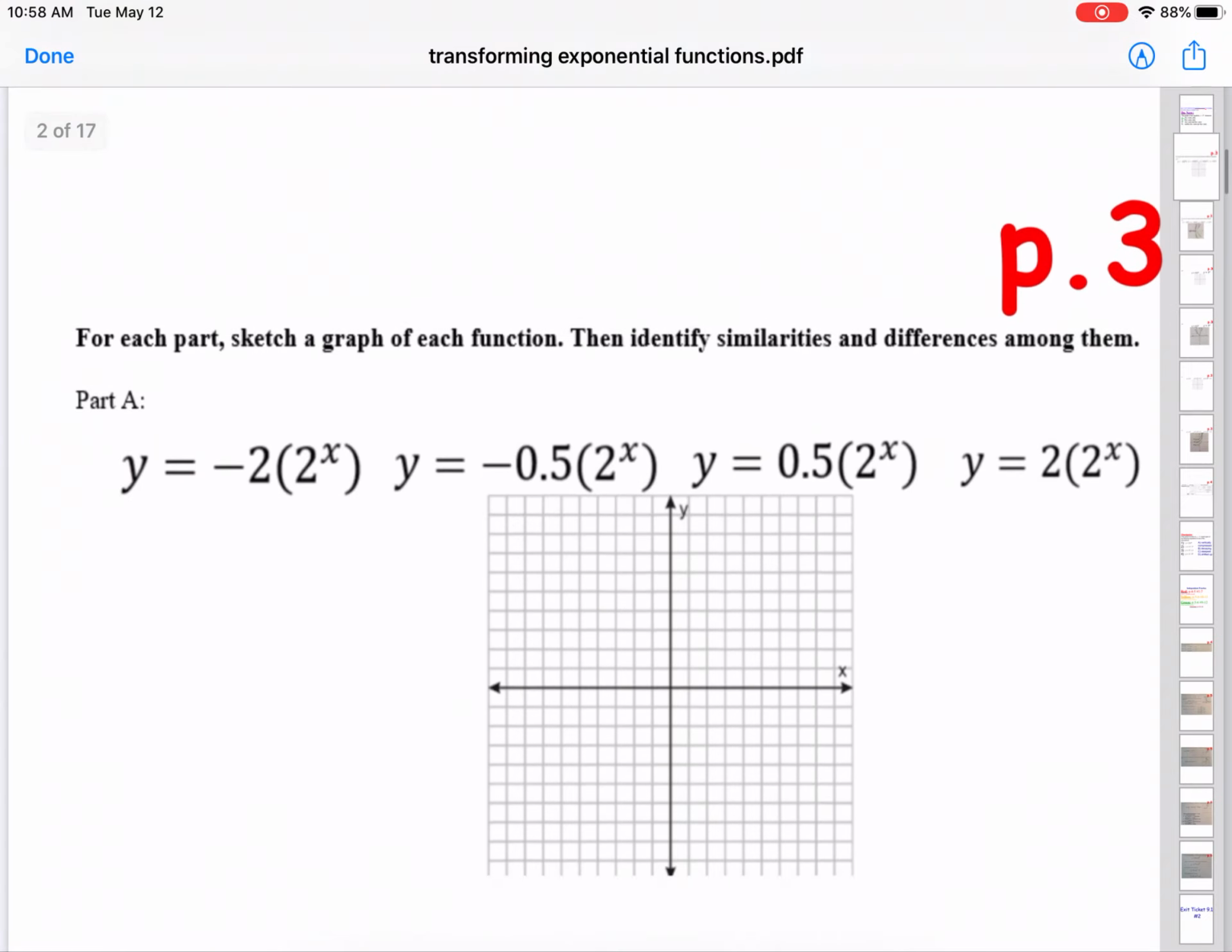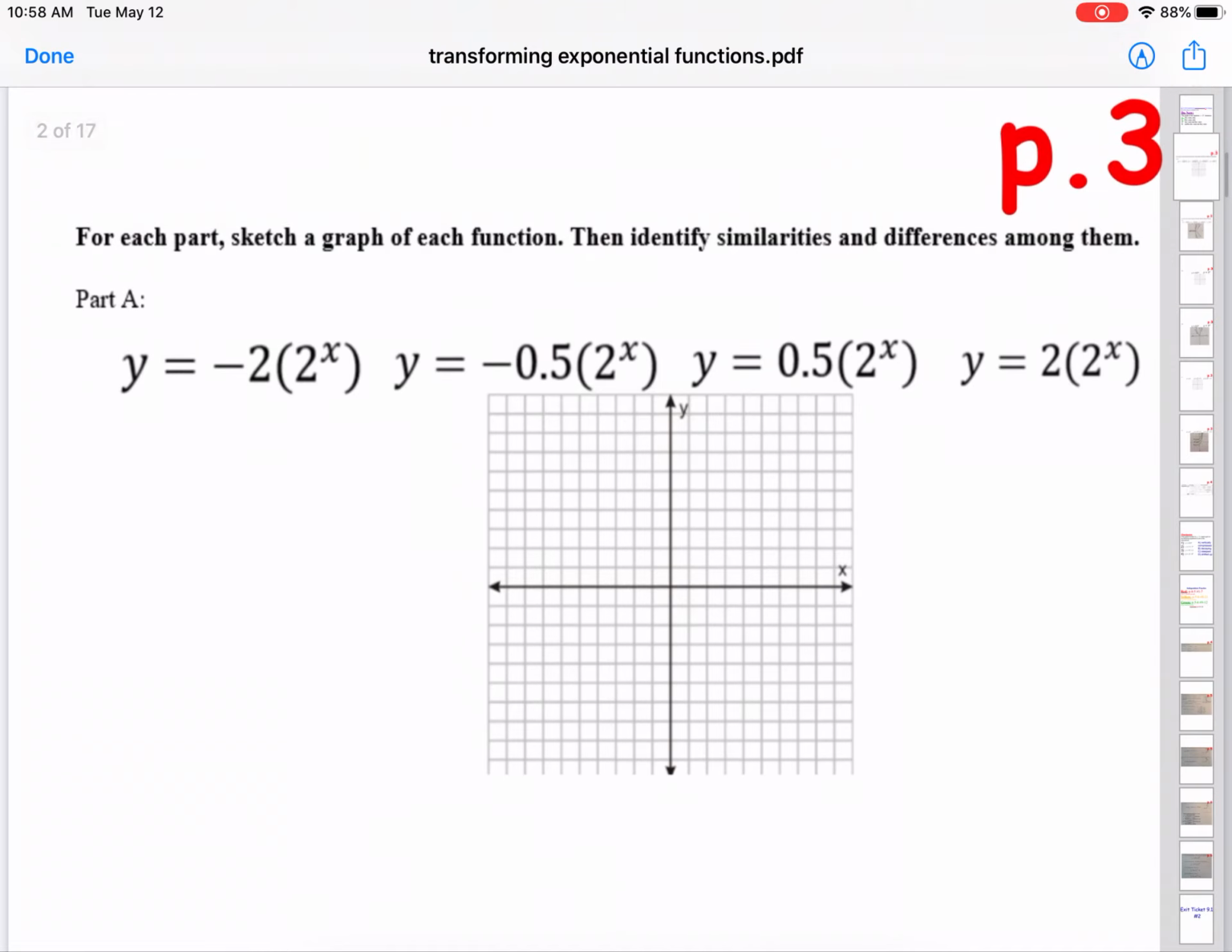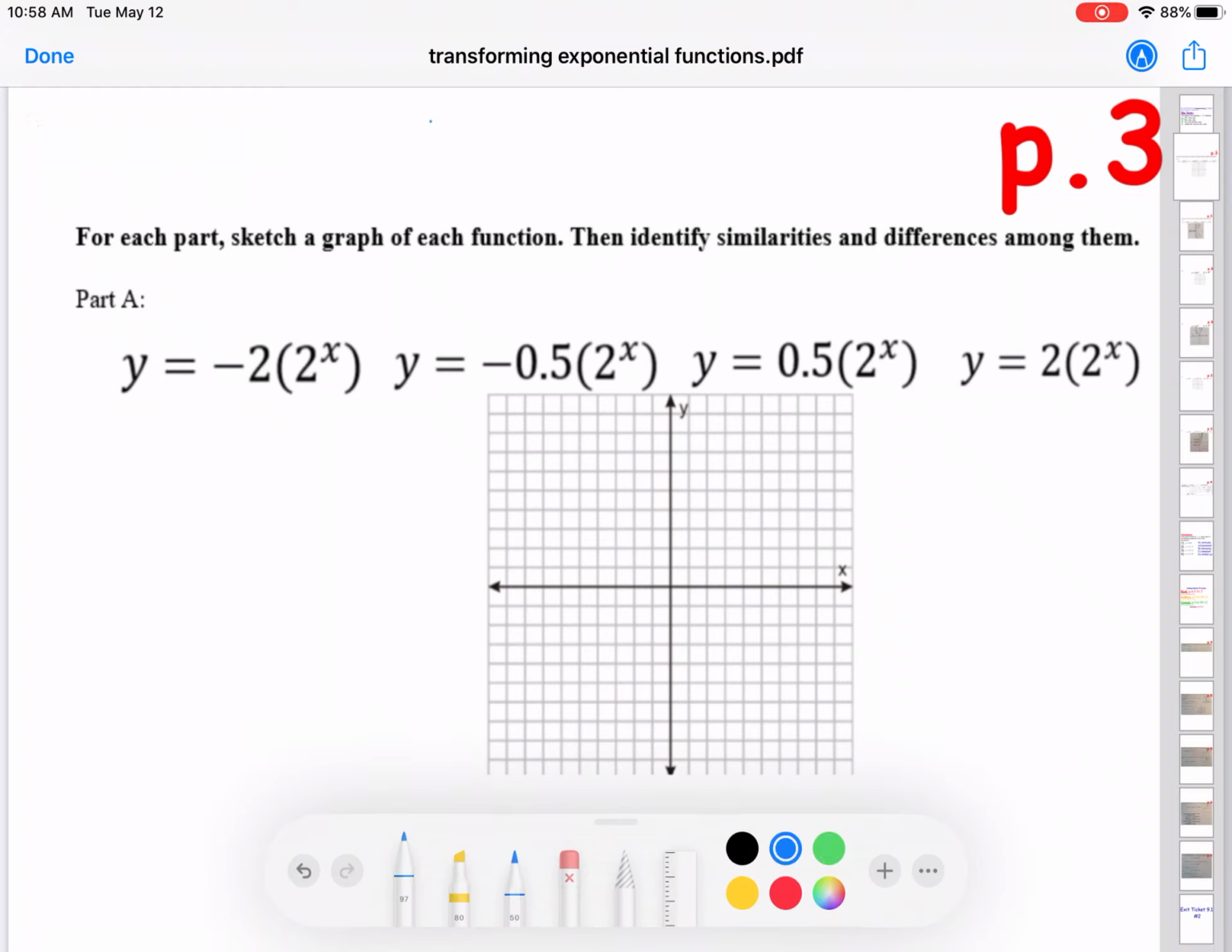So for this lesson on transforming exponential functions, we're going to be back in our packet, function families part 1, starting on page 3. We're going to explore what happens when we transform these functions before I just tell you the rules. If you remember back in Unit 5, we learned that one of our parent functions, or our original functions, was y equals a times b to the x. So we're going to be comparing all of these to that original function.